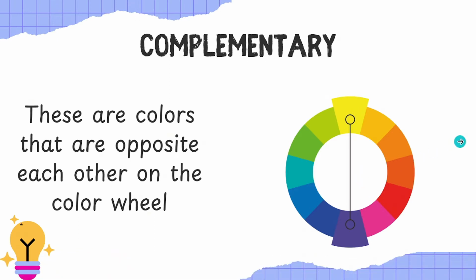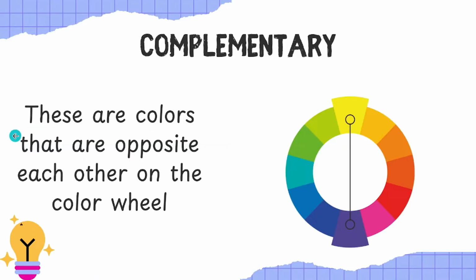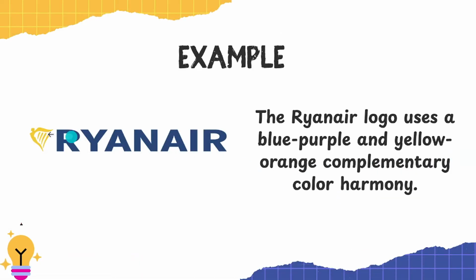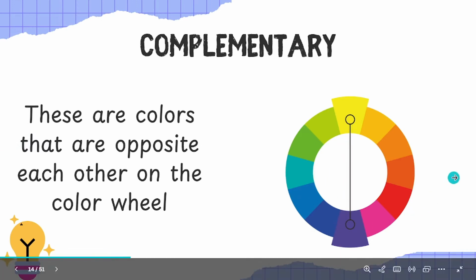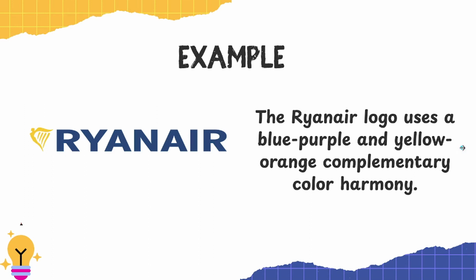Let's see where this was used, right? So for example, this is a logo that we have right here. This logo uses the blue, purple, and yellow orange complementary color harmony. If you look, you will see that they use both colors that are opposite to each other to make this design. This is their logo. So that is all for complementary color. Complementary colors are basically the opposite colors on the color wheel. You can combine them together to make your designs or your logos.